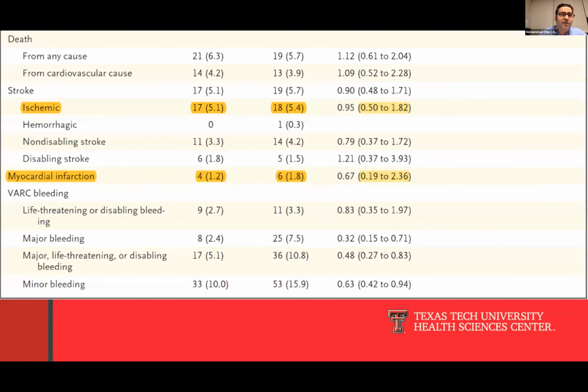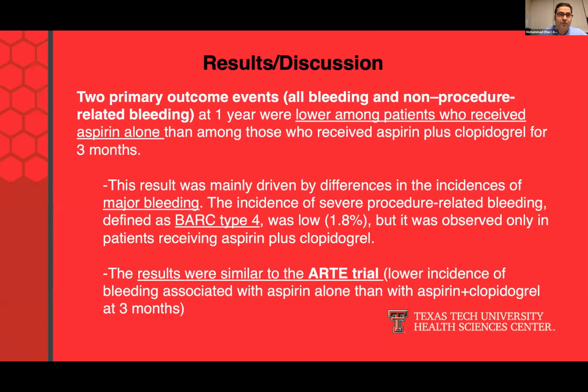Coming back to the other form, this is just really interesting. If you look at aspirin alone versus aspirin and Plavix, comparing ischemic stroke and myocardial infarction was similar across both the groups. So with the 2 primary outcomes, all bleeding and non-procedure related bleeding at 1 year were lower among patients who received aspirin alone than among those who received aspirin plus clopidogrel for 3 months.